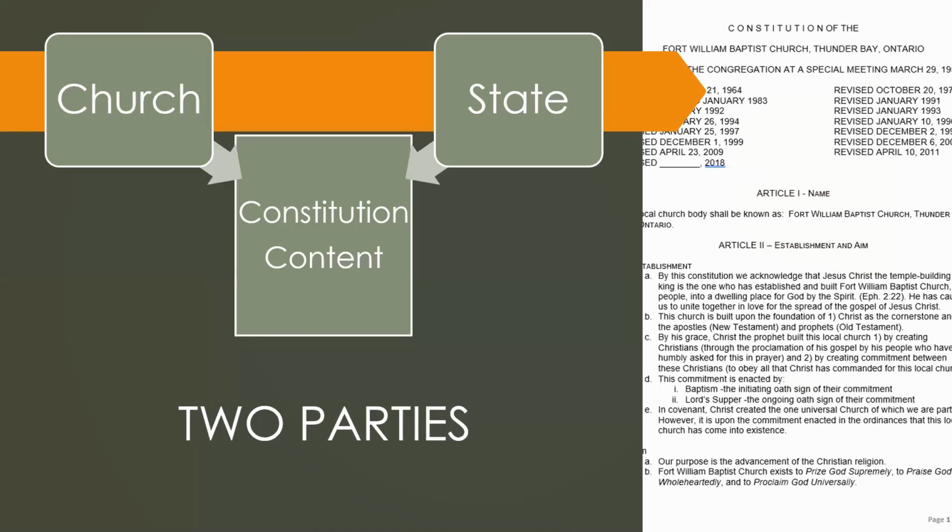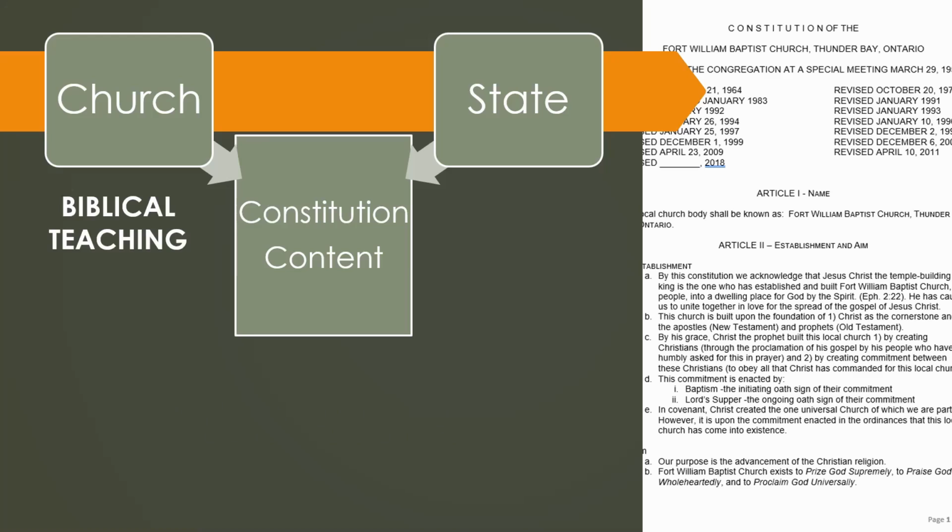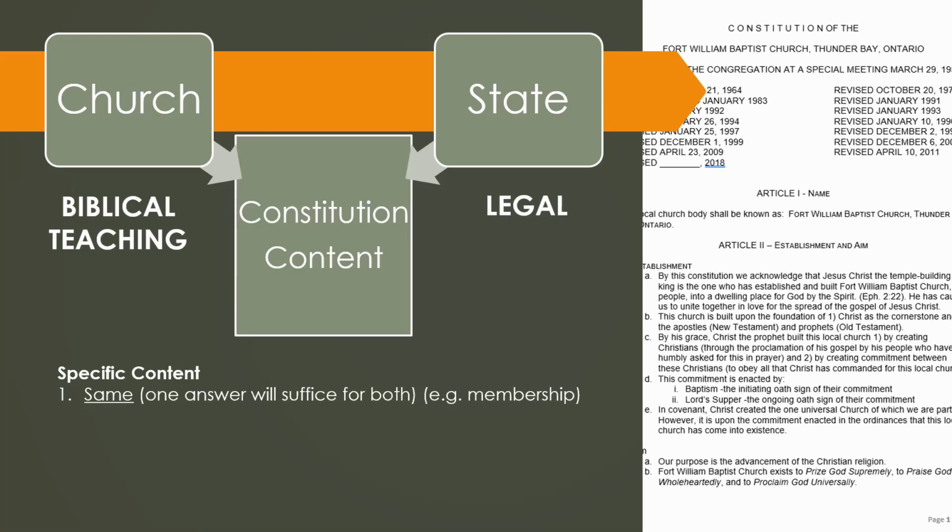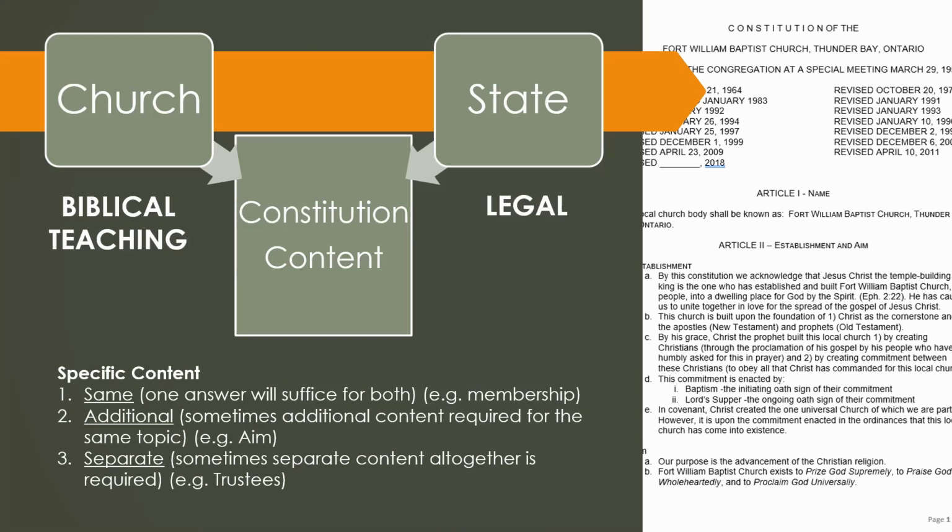So returning to the idea of a bipartite document, the two parties are looking at the document in very different ways, and each requires certain content. On the one hand, we are asking, what is the biblical teaching on how Christ creates a church and how he governs it? What does Scripture teach on these issues? On the other hand, the Constitution is looked at legally from the viewpoint of the government. So when thinking of specific content, either the same answer will suffice for both parties, or sometimes additional content is required for the same topic, and then sometimes separate content is required.